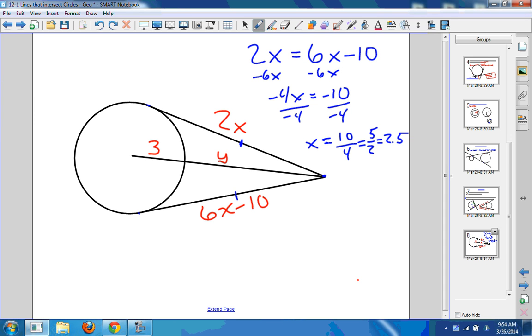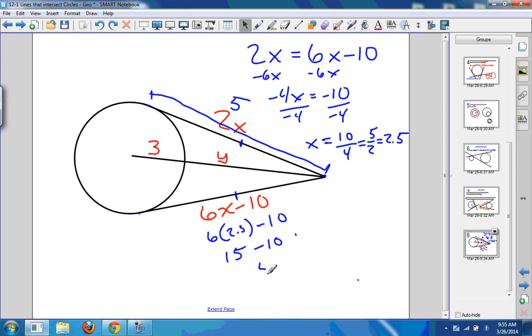That means that this whole distance here would be 2 times 2.5. 2 times 2.5 is 5. So that whole distance is 5. That means this whole distance should be 5 also. 6 times 2.5 minus 10. See, 6 times 2.5 is going to be 15. 15 minus 10 is 5. So both of those are equal to 5. All right, so we got x figured out there. And we know that our tangent lines are both equal to 5. We have this missing y here, though, which we still need to solve for.